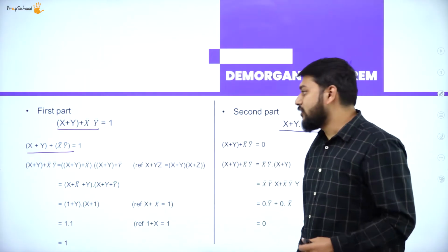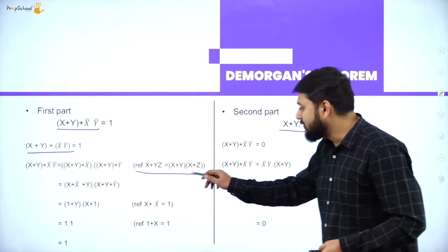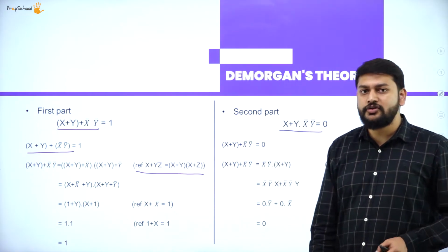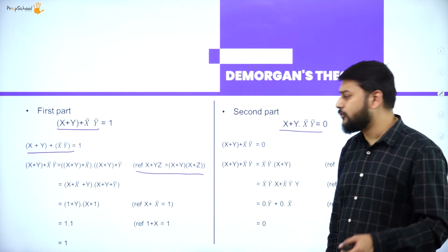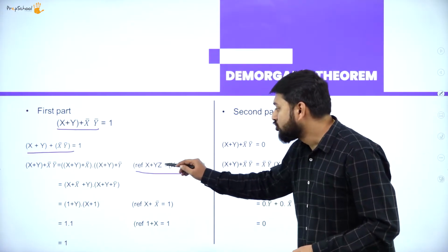All right, let's start with the first one. Before I start, you need to understand this law: the distributive law. What is the distributive law? So x plus yz is equal to, what is it that I'm doing?